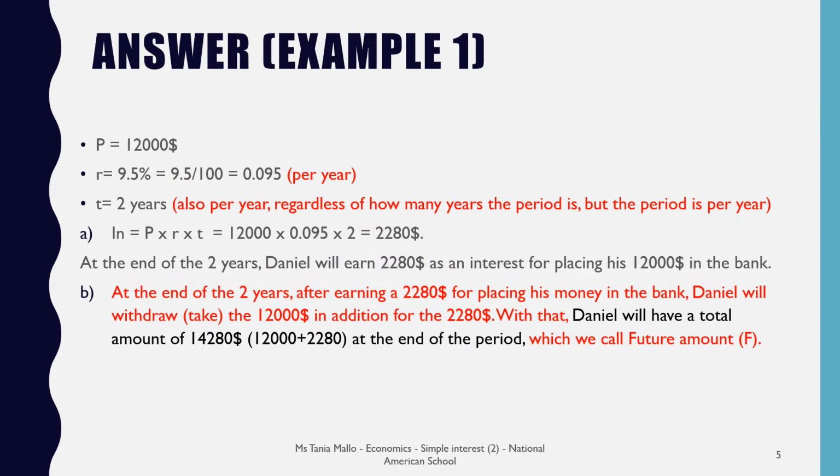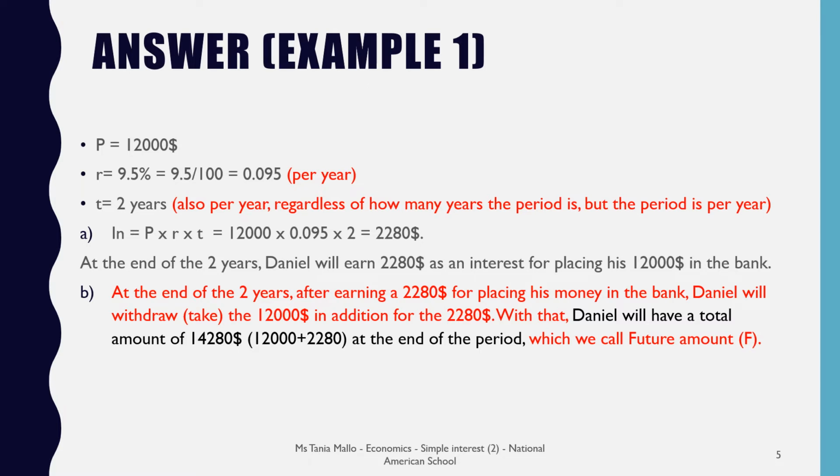To answer question A, I have to calculate the interest. I have to know P, R, and T. P is $12,000. R is 9.5%, that means 0.095, and it is always per year. T equals 2 years. So I have R and T both in years, so now I can calculate IN.